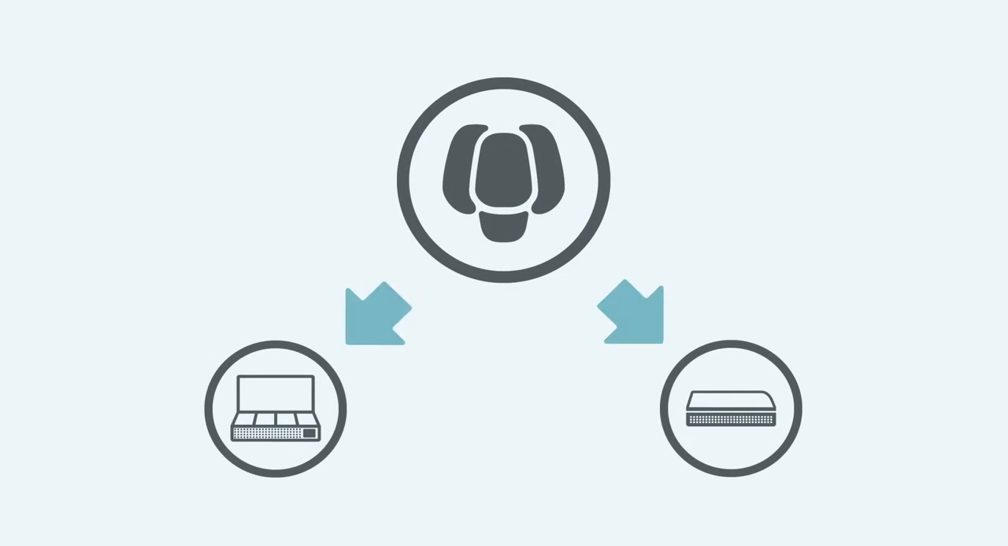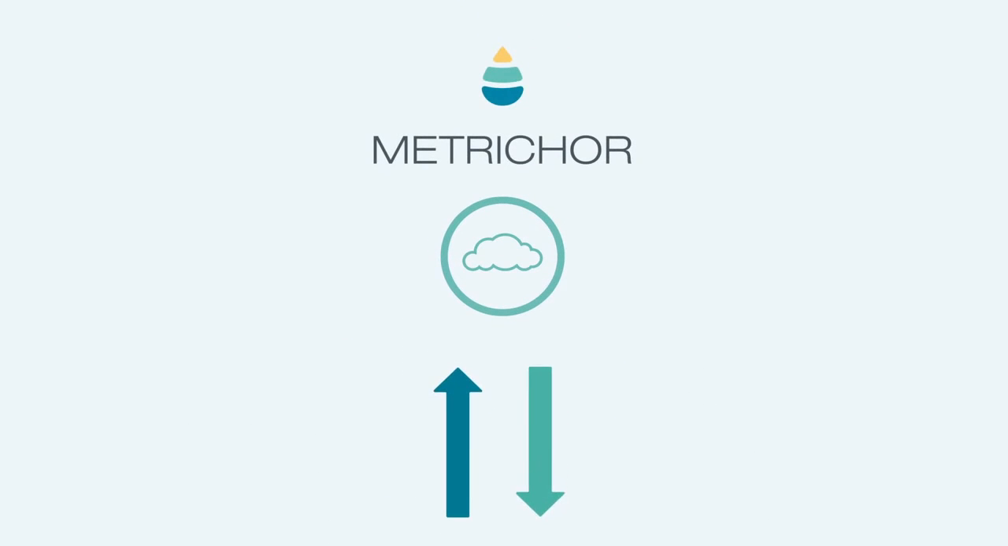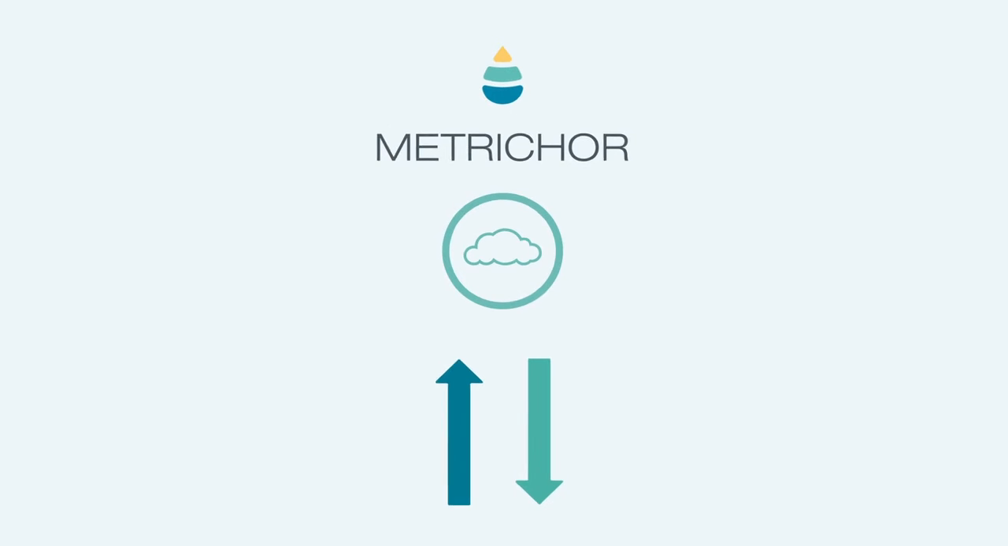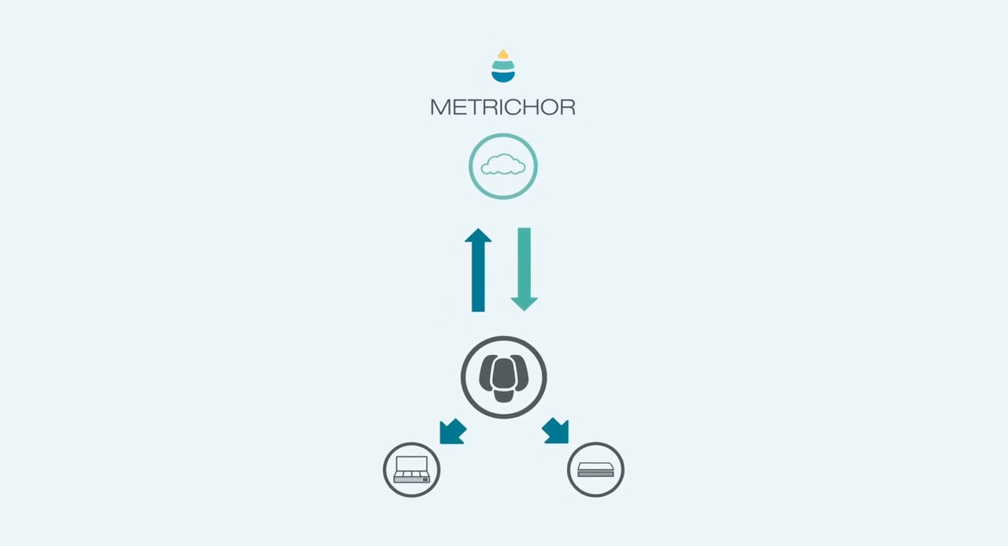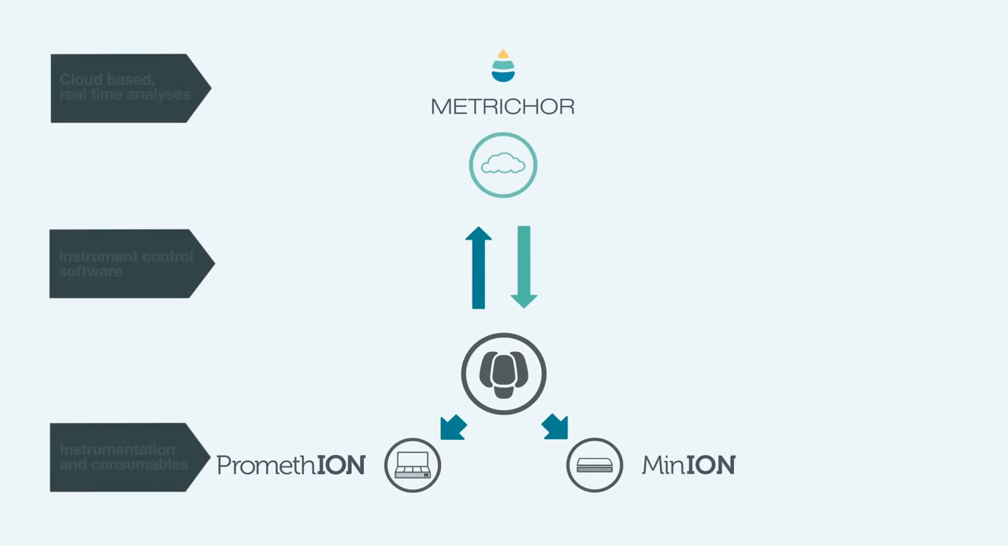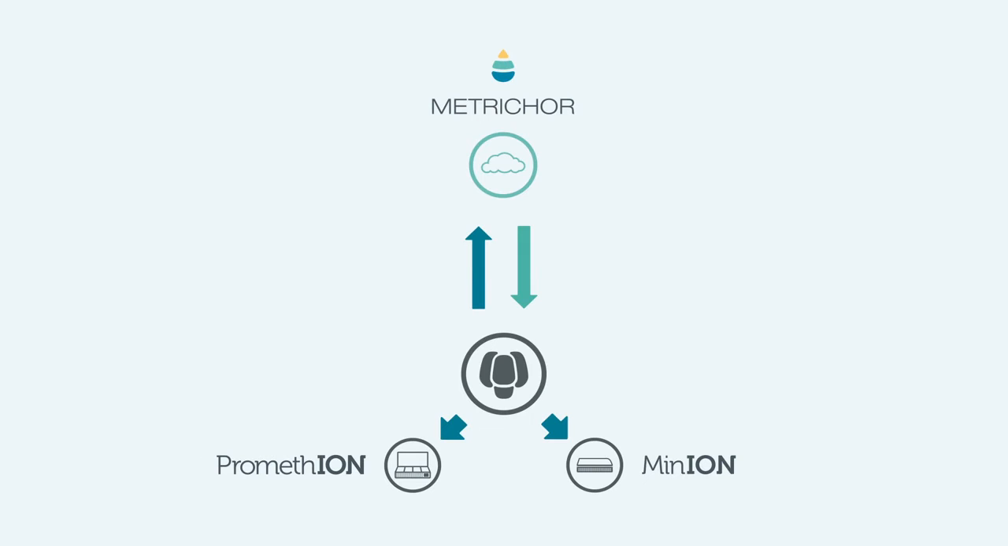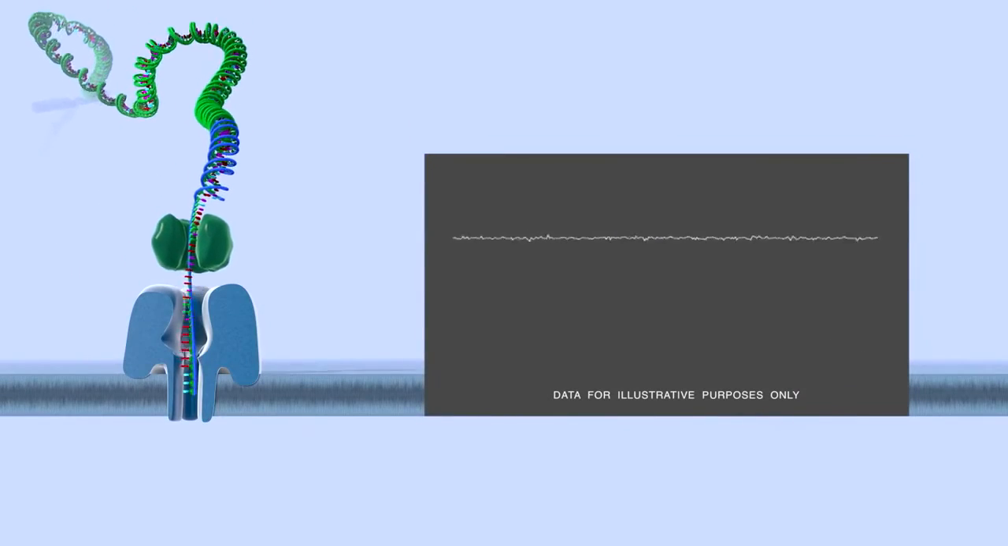Nanopores start to stream data as soon as the experiment begins. This data is processed by the instrument control software and can be uploaded to MetriChor, an on-demand cloud-based data analysis and bioinformatics platform. This allows the user to continue an experiment until sufficient data has been produced to determine the answer to the biological question, for example, the presence of a specific mutation. Once that event has been detected with the required level of confidence, the experiment is completed and the instrument can move on to another experiment or sample.